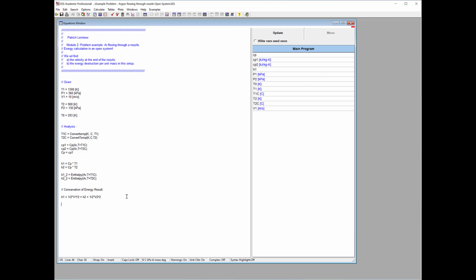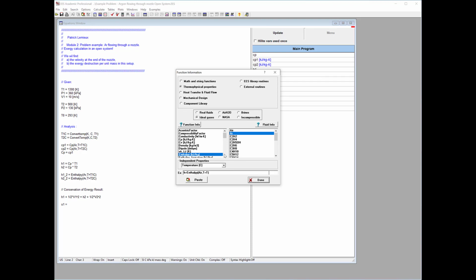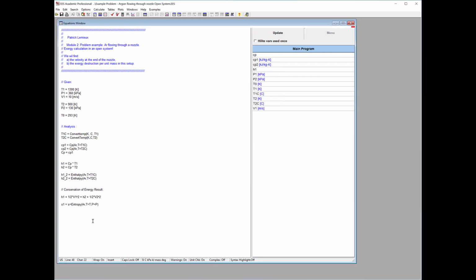And next we need the specific entropy at both ends in order to find part B, our exergy destruction per unit mass term. So S1 is equal, now I need an entropy function. Pretty sure we're going to find one, right? We're getting good at this. There we go, entropy. So I've got my argon selected. I noticed that my temperature's got to be in Celsius and my pressure in kPa. I'm looking good. Over here, keep this one. I'm going to get rid of that.